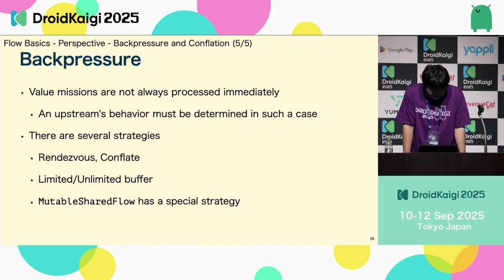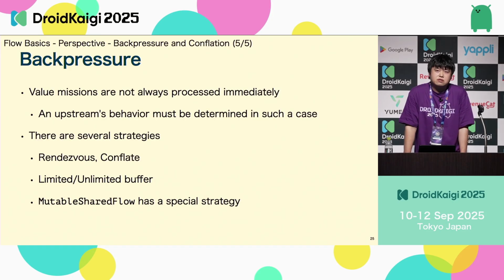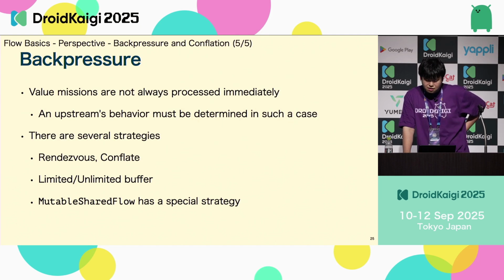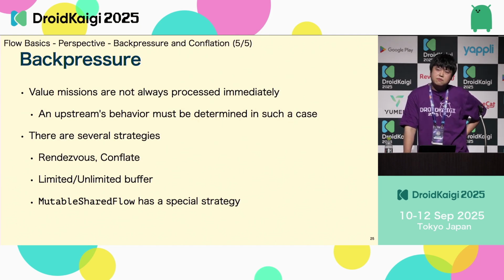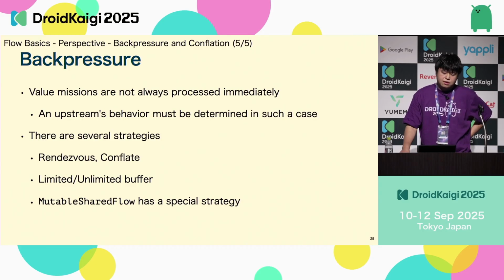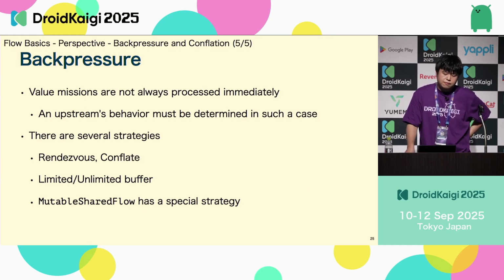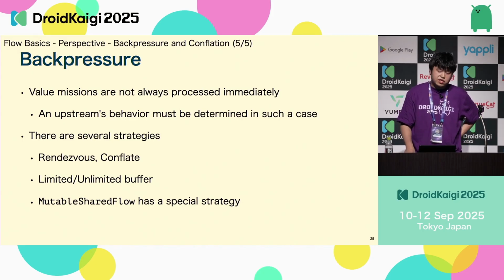The last perspective is backpressure. Since the machine resource is limited and the speed of value emissions is non-deterministic, the value emissions cannot always be processed immediately. You need to supply a proper backpressure strategy to an upstream. There are 4 known strategies and 1 special strategy of a mutable shared flow.